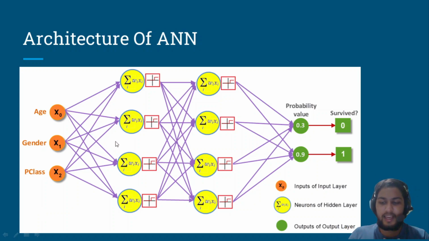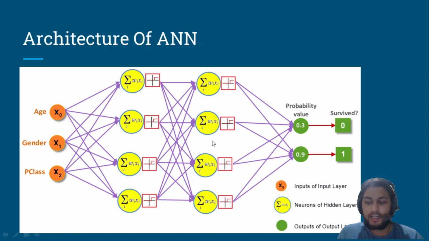Now comes the hidden layer. An ANN can have one or more hidden layers. As you can see here, there are two hidden layers and each layer can have a number of neurons. Basically these are the neurons and it can have any number of neurons, it depends on you. And each neuron is a combination of a computational unit and an activation unit. So this is the computation unit and an activation. This is the combination of both of them.